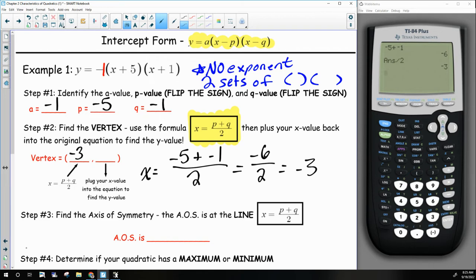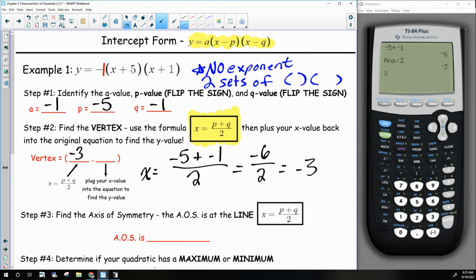So is the -1 came from the P, right? From the top? Yep, the -5 and -1 came from those numbers in the parentheses. Yeah, and which is it came right there, right? Yep. Add them together, divide them by 2, and you have your X value.